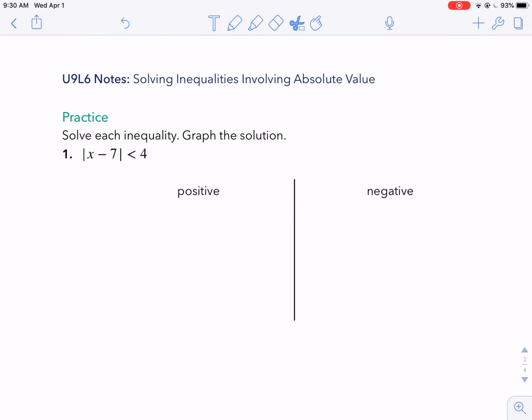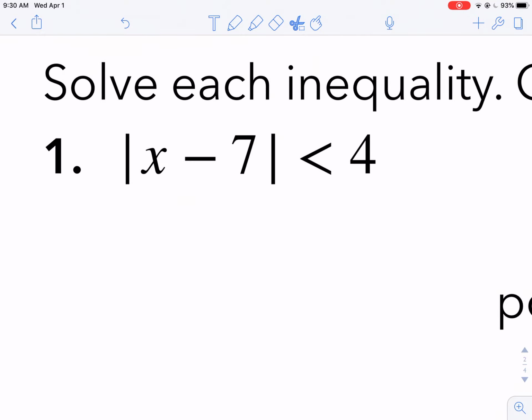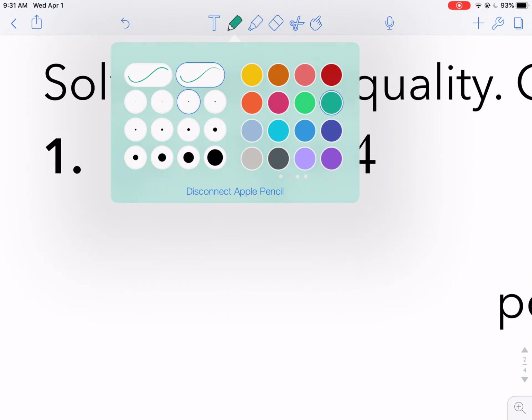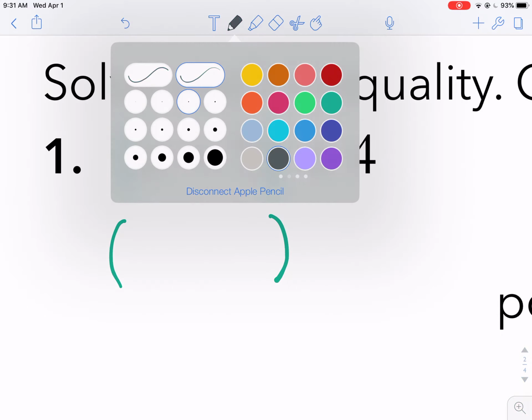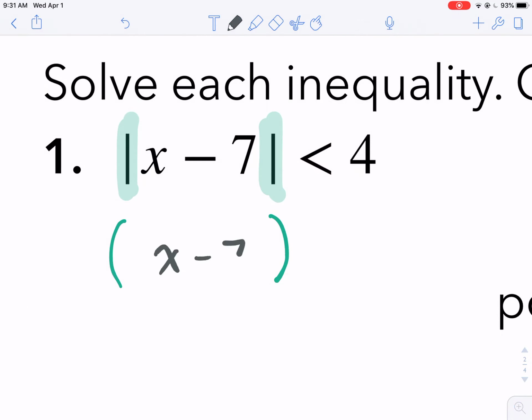So remember, we're going to split it into positive and negative. Let's look. What is in our absolute value symbol here? We have an x minus 7. The absolute value of their difference is less than 4. So we're going to take what's in our absolute value, and we're going to make it positive and negative. So we have |x - 7| < 4.